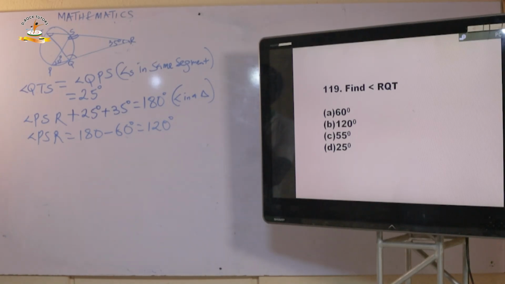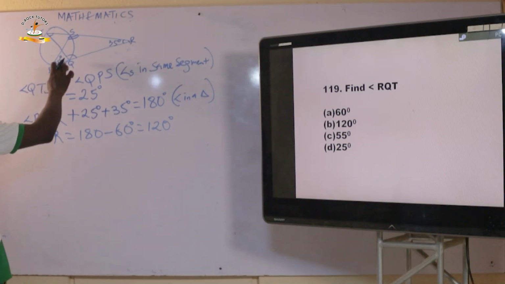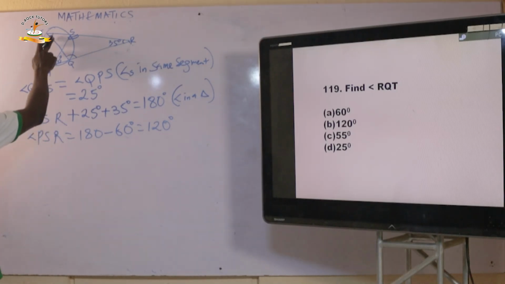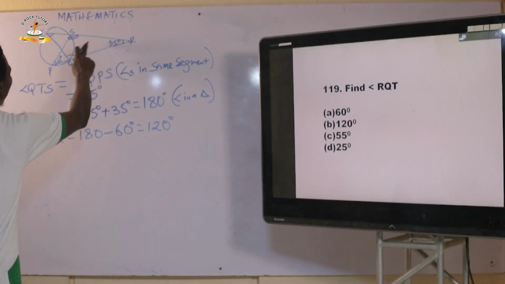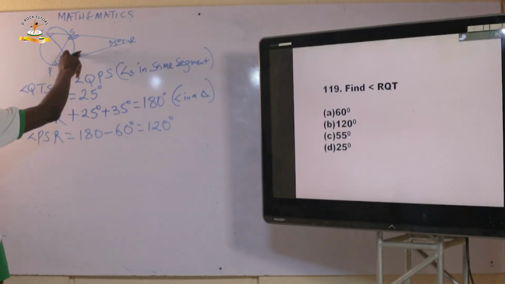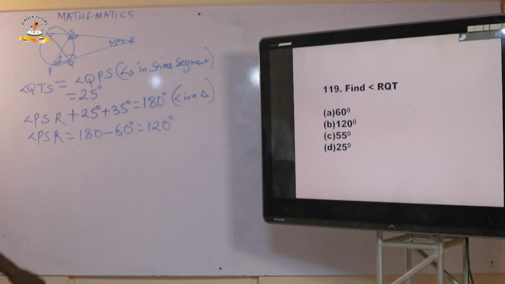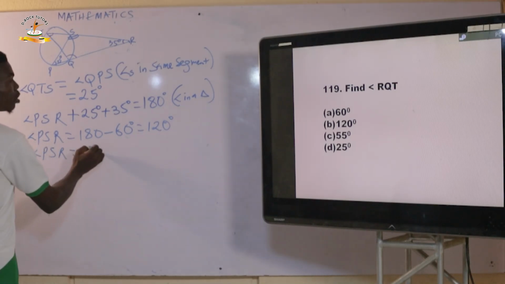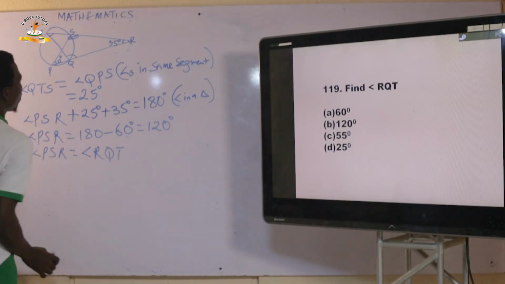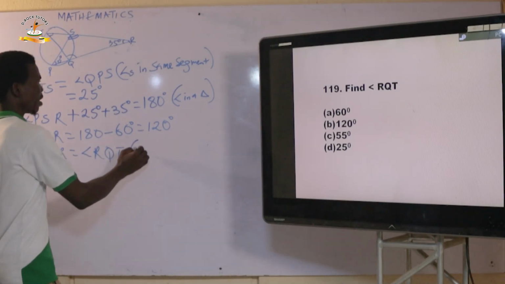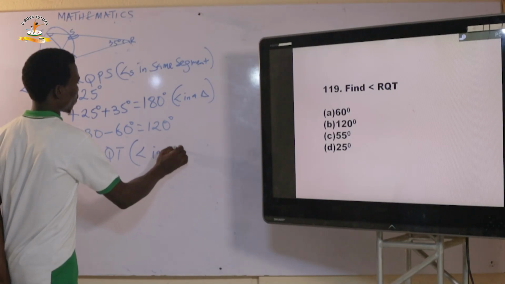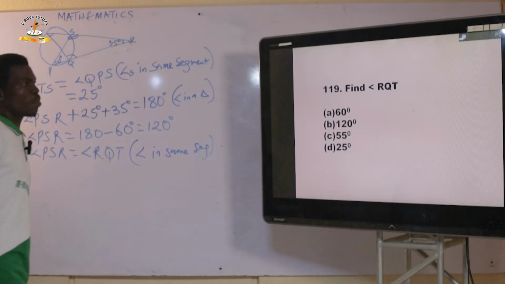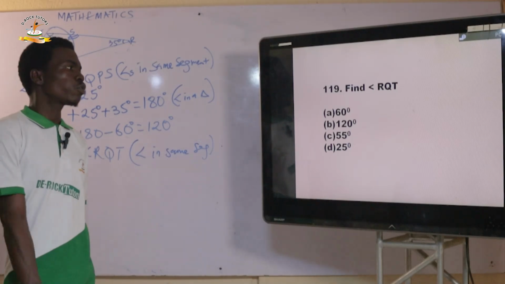However, that's still not all, because what I'm actually looking for is this angle. But since I know this angle, this angle is automatically going to be the same as my 120 degrees. In essence, angle PSR is the same as angle RQT, because of angles in the same segment. So I believe the correct option is B.